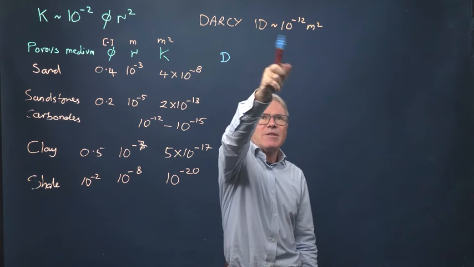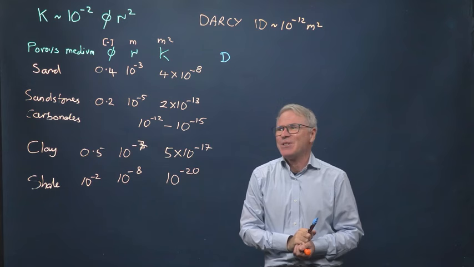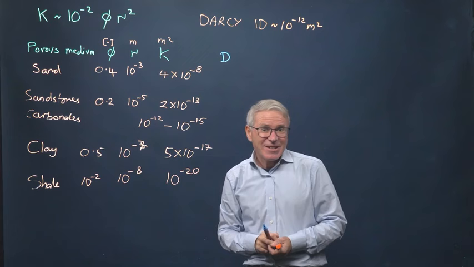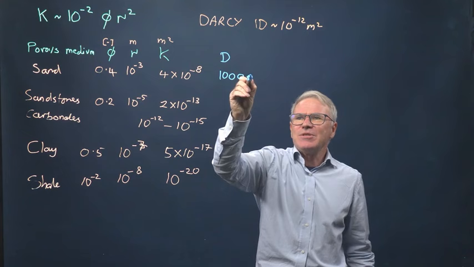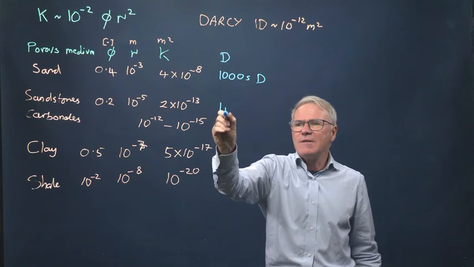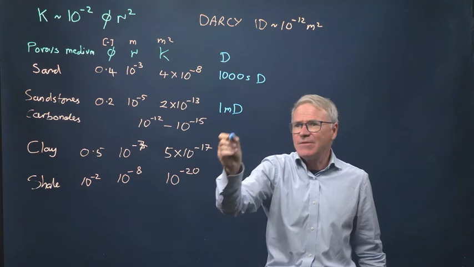I'm just going to use 10 to the minus 12, largely because experimental measurements of permeability are not that precise. But if we have 10 to the minus 9, that's 1,000 Darcys. So sands can be up to thousands of Darcys. Sandstones and carbonates are basically from 1 millidarcy, so 10 to the minus 3 times 10 to the minus 12, that's 10 to the minus 15, to about 1 Darcy. This is typically what you see with reservoir rocks.